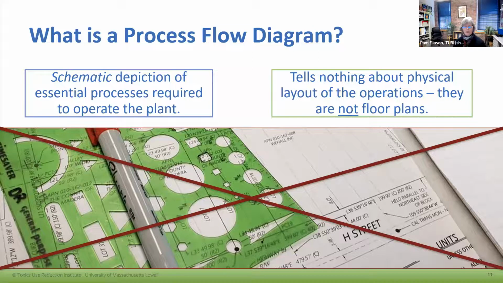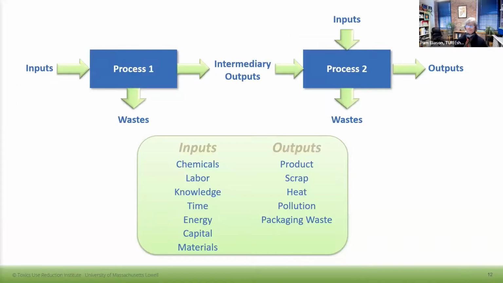Good. Okay. So, process flow diagrams. These are block diagrams often. They are showing what's going into each process, what's coming out of each process. What comes out could be a waste, or it could be an output. It could be something that goes on to the next process, or it could be a final product. Here's some examples of inputs and outputs.